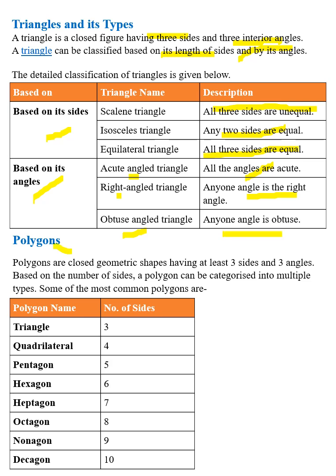Next are polygons. Polygons are closed geometrical shapes having at least three sides, three angles. Based on the number of sides, a polygon can be categorized into multiple types. Some of the most common polygons are triangle which has three sides, quadrilateral which has four sides, pentagon which has five sides, hexagon which has six sides, heptagon which has seven sides, octagon which has eight sides, nonagon has nine sides and decagon has 10 sides.